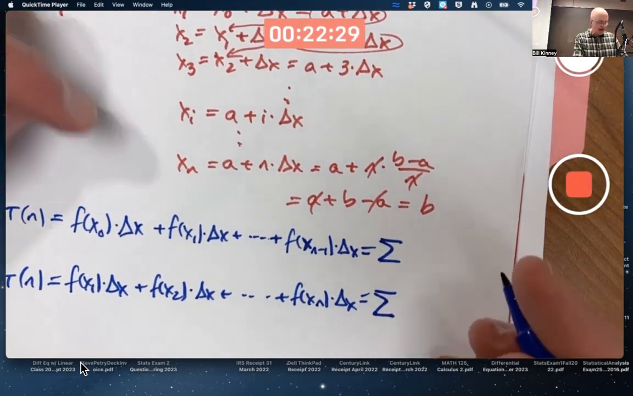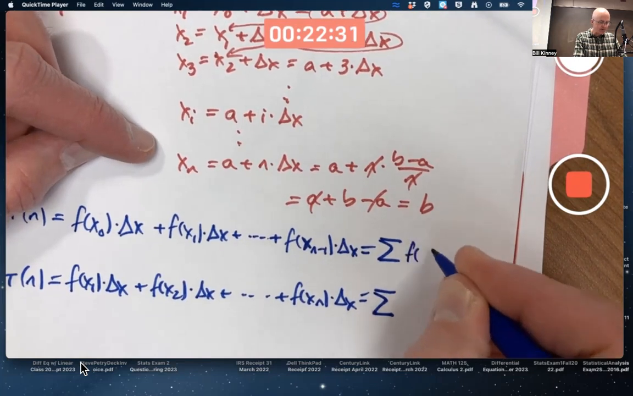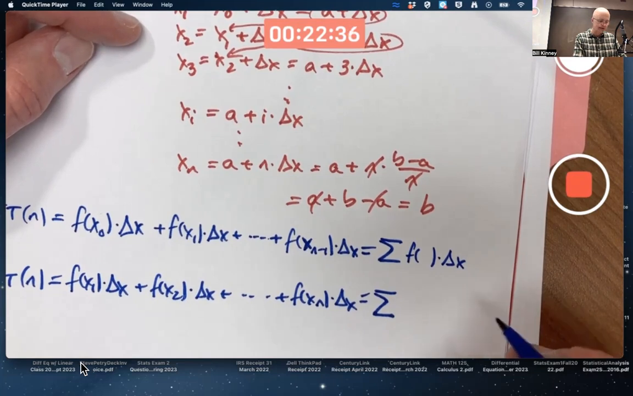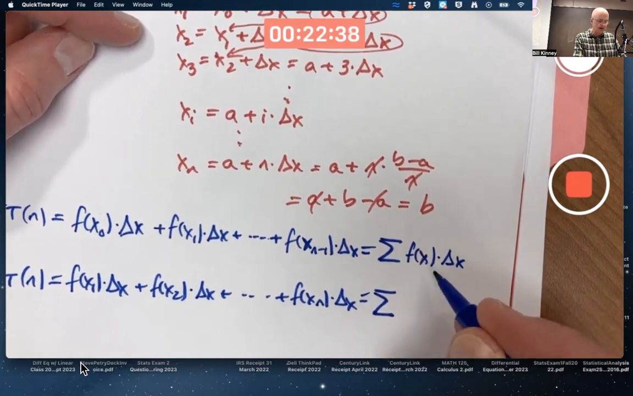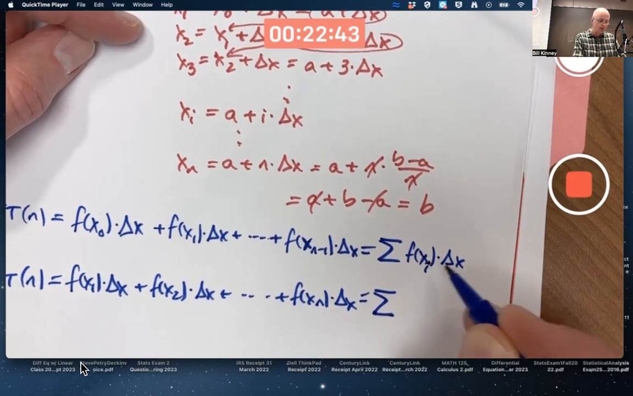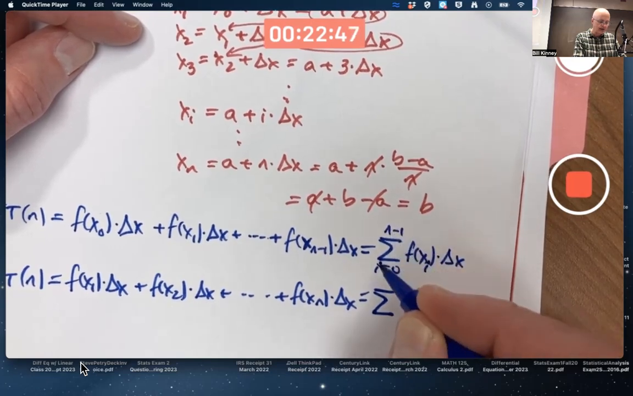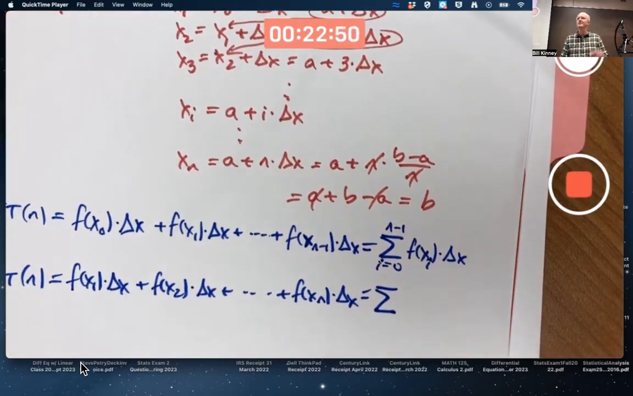What are we adding up? We are adding up products of the form f of something times delta x. What's the something? x sub 0, then x sub 1, then x sub 2, etc. In general, call it x sub i, where i starts at 0 and goes up to n minus 1. It's assumed here in this notation that i keeps going up by 1 unit at a time. First it's 0, then it's 1, then it's 2, then it's 3, etc. The last value of i is n minus 1.